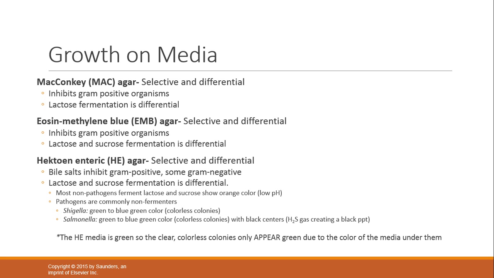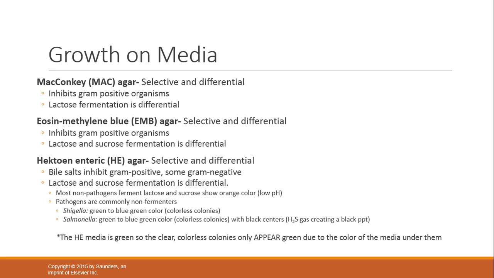EMB agar, or eosin methylene blue agar, is also selective and differential. It inhibits gram-positive organisms, and so gram-negative bacilli are the only ones that grow on it. Its lactose and sucrose fermentation allows it to be differential. So it's got 2 sugars in it this time. And so organisms will appear certain colors based on whether or not they're able to ferment those sugars.